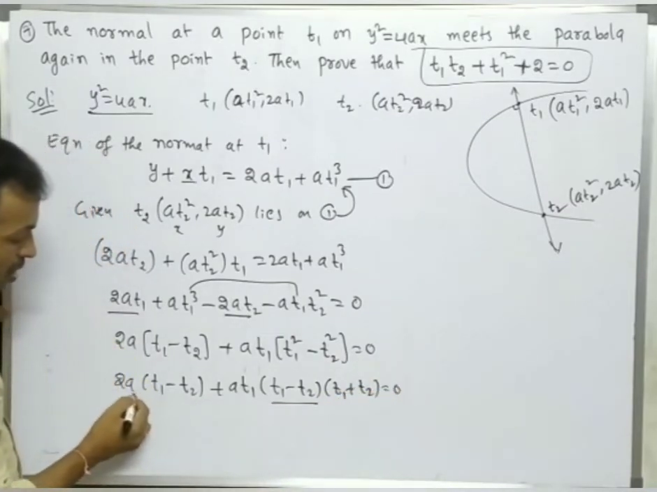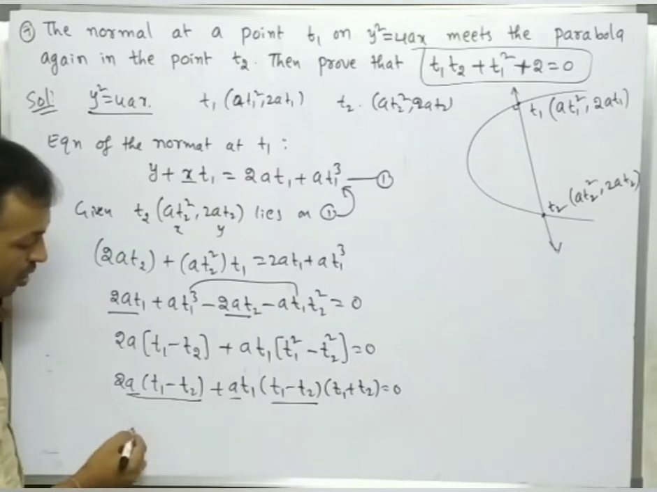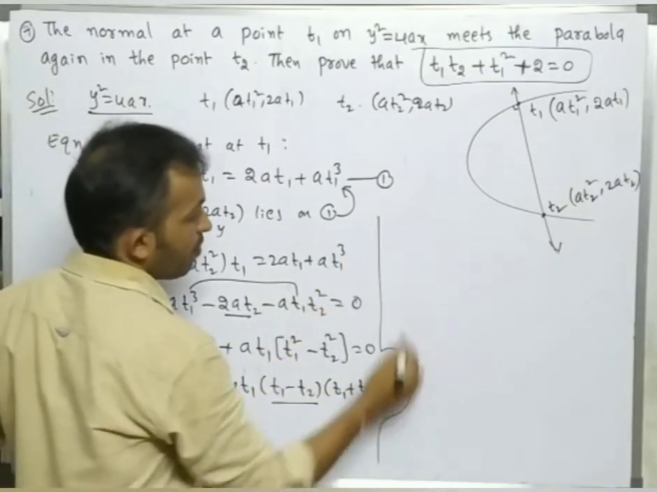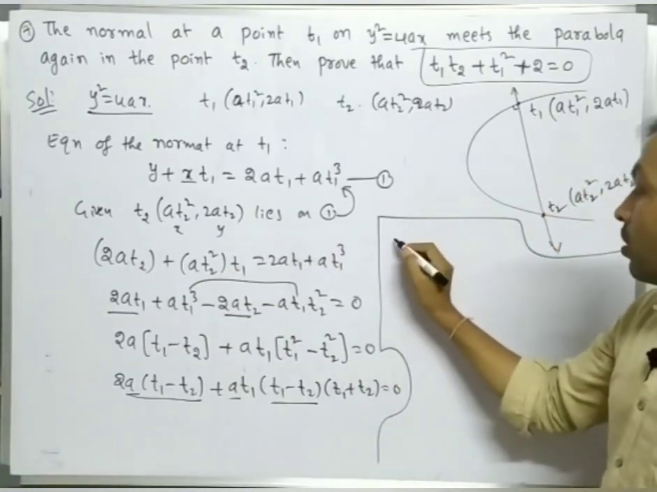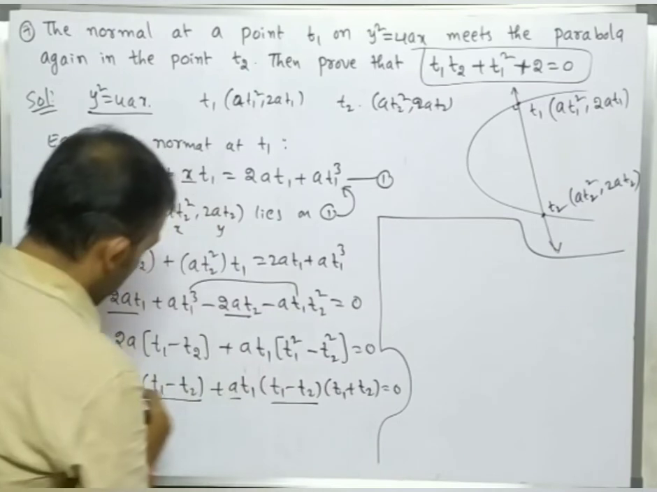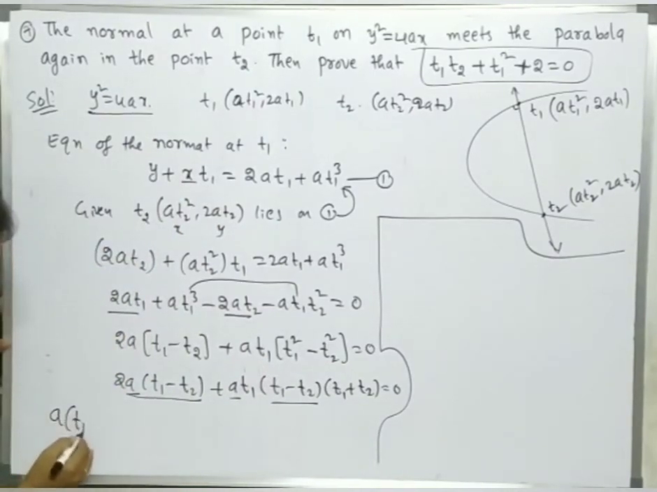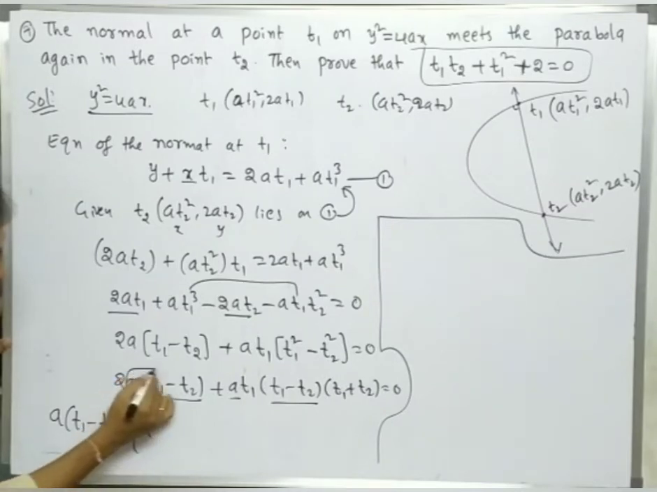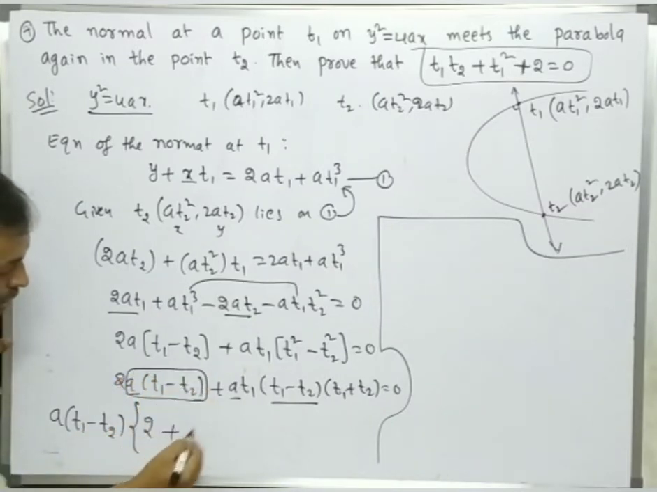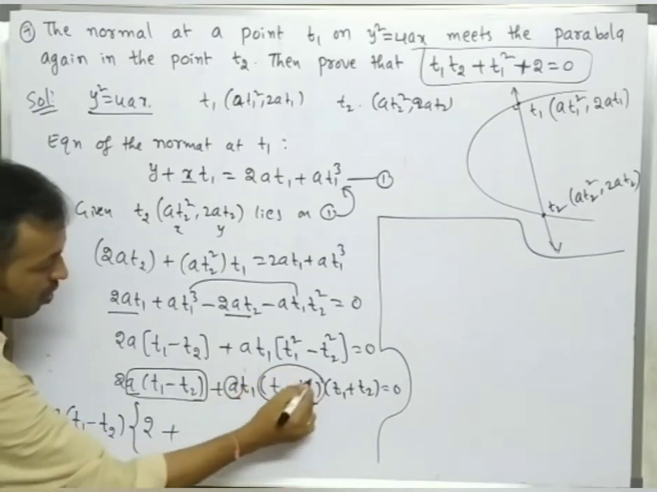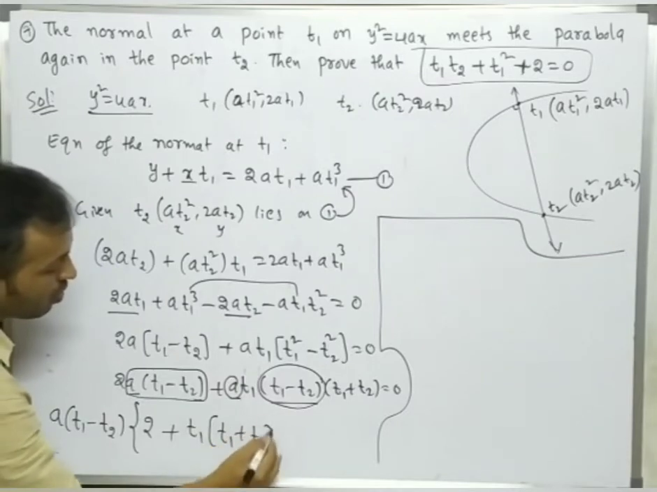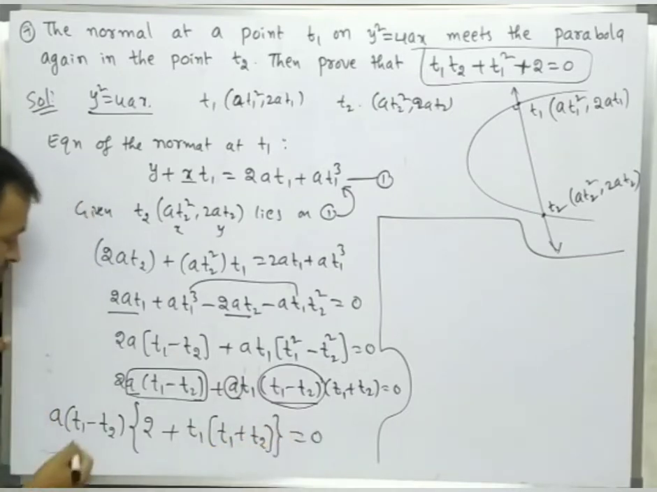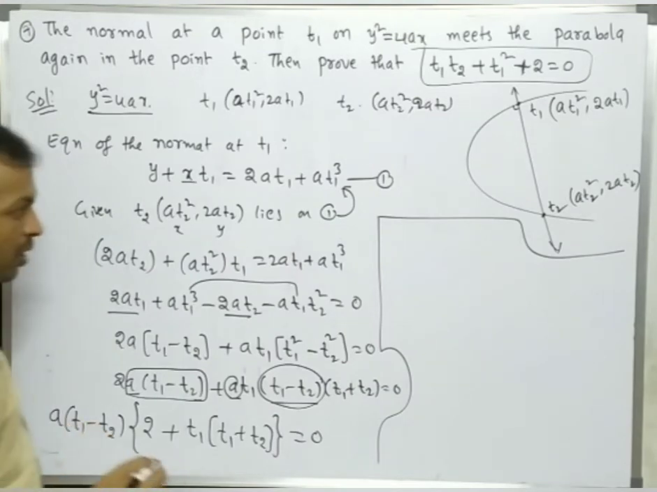Again, what is common in these two? a into t1 minus t2. Here I am writing a into t1 minus t2 is common. What is remaining? 2. So a t1 minus t2 common, 2 plus, and what is remaining here? t1 into t1 plus t2 is equal to 0. So observe here.